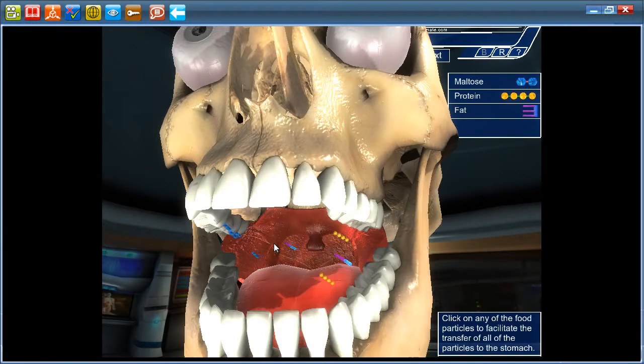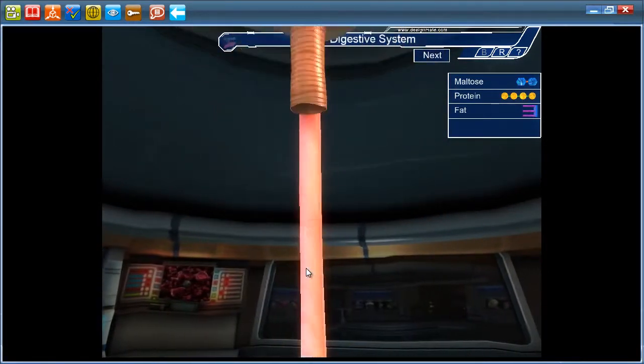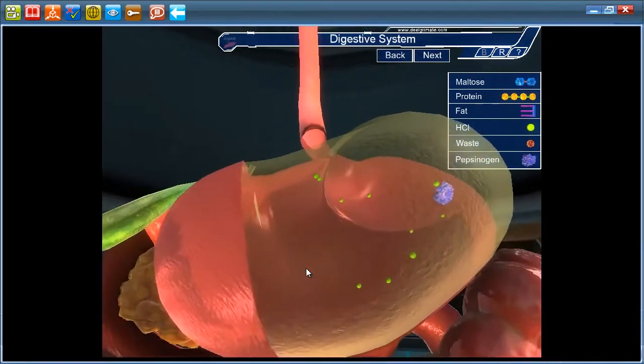As I break down the starch molecules with the help of the salivary amylase enzyme, it takes me to the next process of digestion, that is digestion. So, click on any of the food items to facilitate the transfer of all the particles to the stomach. So I click any one of these items, suppose this, and it will take me to the next process of digestion.